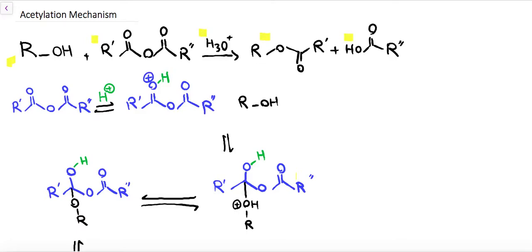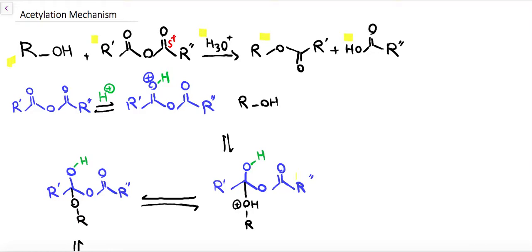So the carbon of the acetic anhydride is going to be our electrophile. Remember that the oxygen is electron withdrawing, so it's going to pull electrons towards itself, leaving a partial positive charge on this carbon. So this carbon is going to be our electrophile.